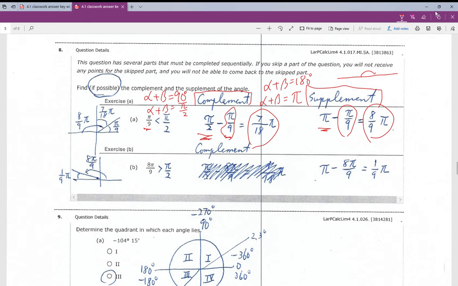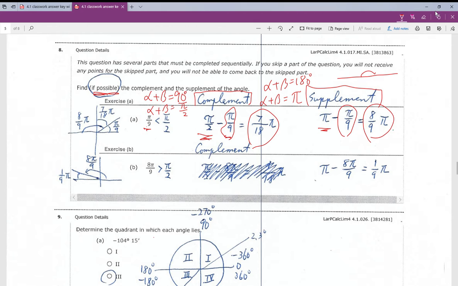Now, the instruction says find the complement and the supplement of the angle, if possible. What does if possible mean? If one of the angles, alpha or beta, is greater than 90 degrees, that's not possible, you can't find the complement angle because one angle is already greater than pi over 2. When we talk about complement and supplement angles, we are talking about positive angles. So they need to be smaller than 90, and for supplement angles, both angles need to be smaller than 180 degrees.